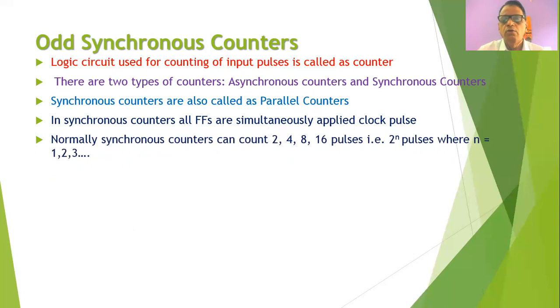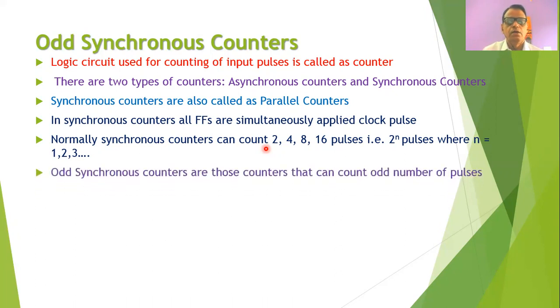Any counter can count 2 raised to n pulses, where the value of n can be 1, 2, 3, and therefore we can say that any counter can count pulses such as 2, 4, 8, and 16. But many times we require counting of pulses where the count is not an even number, but sometimes it is an odd number. Such counters we call odd synchronous counters because they can count an odd number of pulses which are not in the powers of 2.